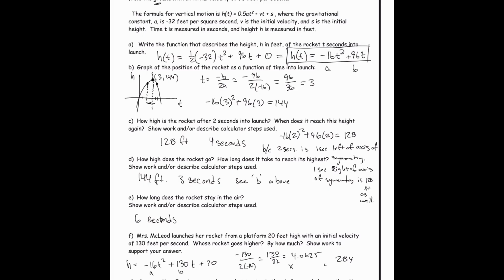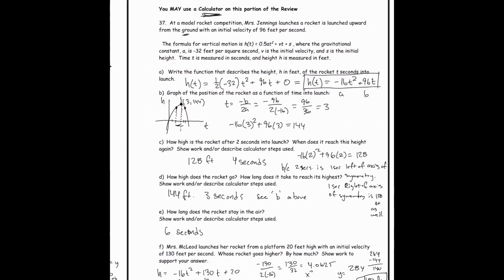So that's the x. This is the y. Mrs. McLeod's went higher. By how much? Well, 284 minus 144, 140 feet. So by 140 feet. Right, 284 minus 144, 140. All right, let's skip 38.